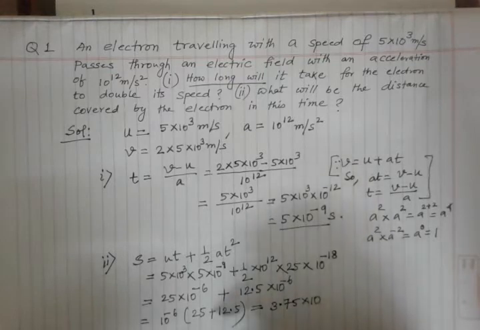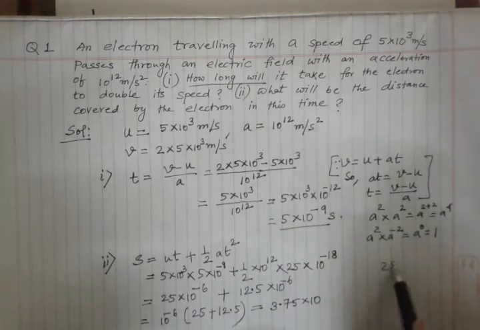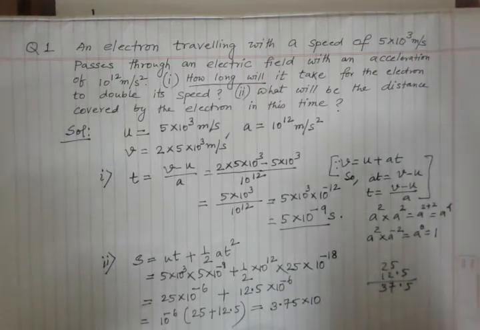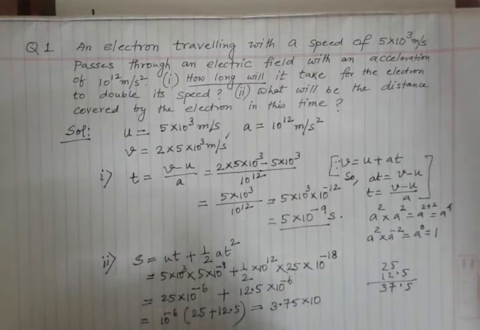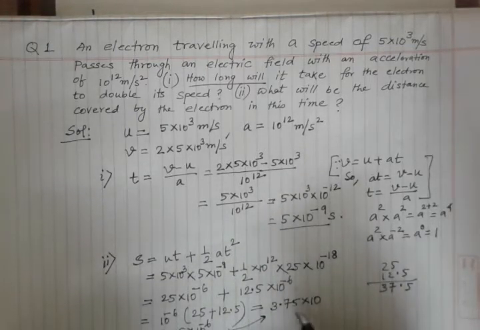Actually 25 plus how much? 25 and 12.5, so 5, then 7 and 3, 37.5. So 37.5 you can write also 37.5 into 10 to the power minus 6, or you can write here, 3.75 into 10 to the power minus 5.